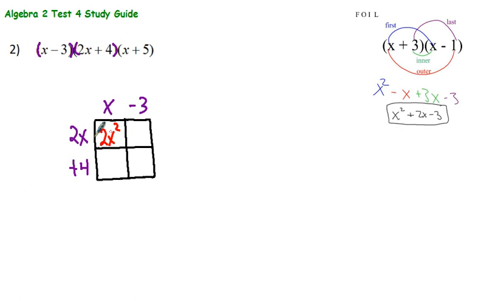And then we'll multiply 2x times negative 3, which gives us negative 6x. And then x times 4, right? What's on top, what's on the side. So that would be a positive 4x. And then what's on the left, what's on top, which would be a negative 12.